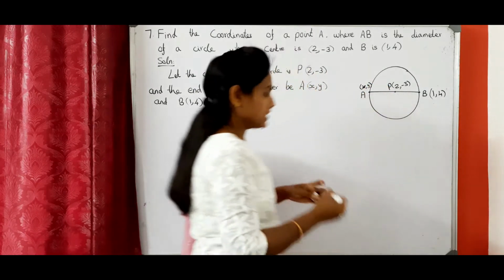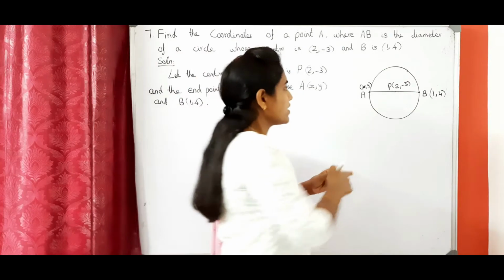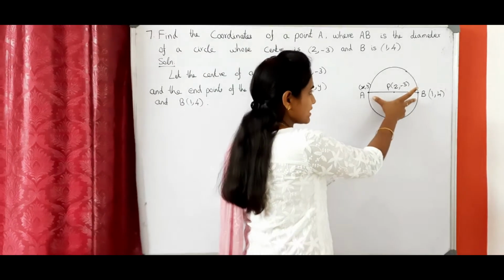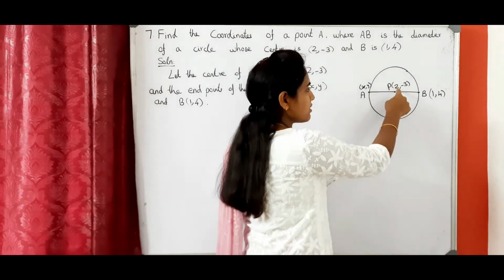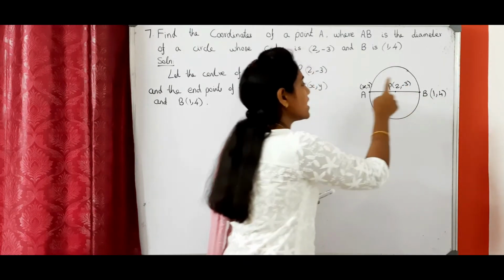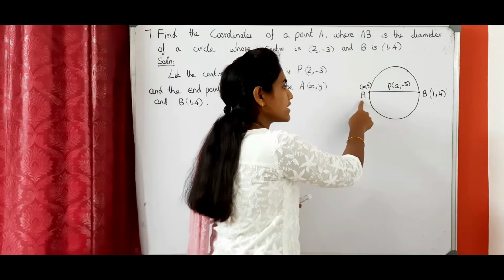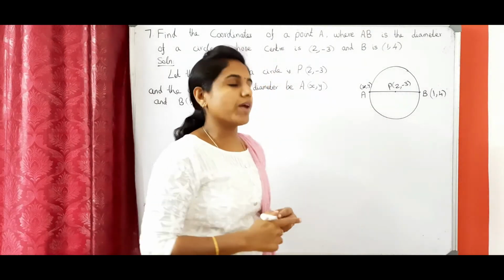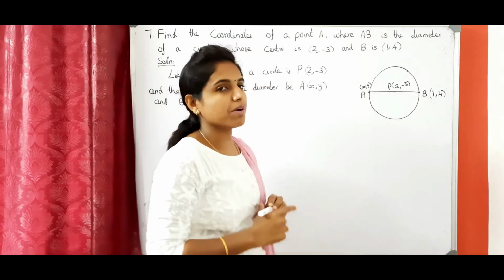One more time I will explain. They have given AB is the diameter of the circle, the center is (2, -3), and the B point is (1, 4), and they are asking to find the A value. I am taking the A point as (x, y).